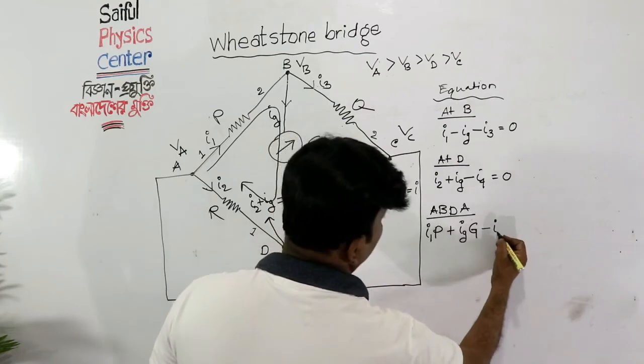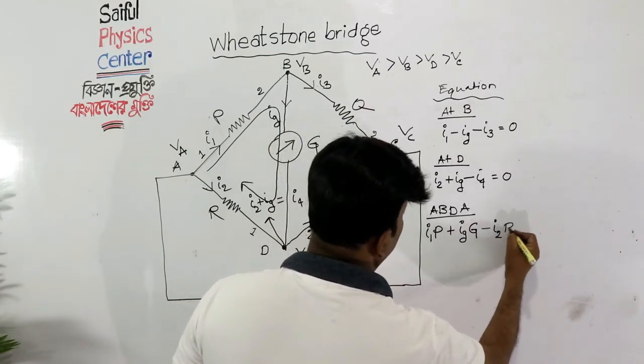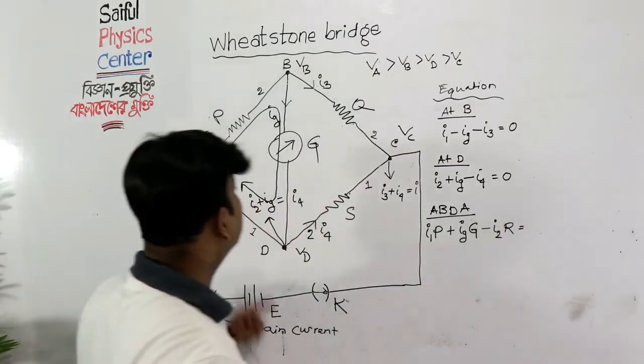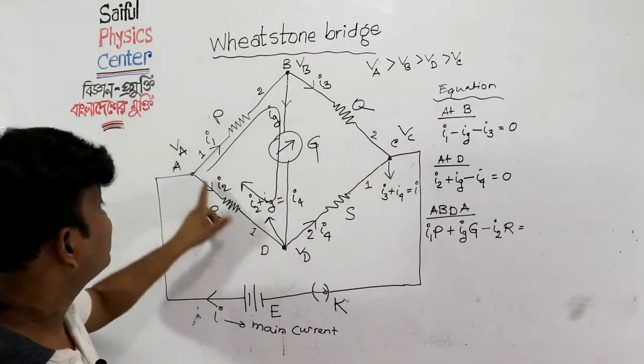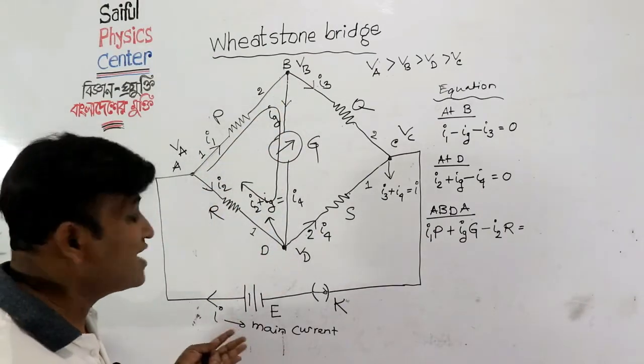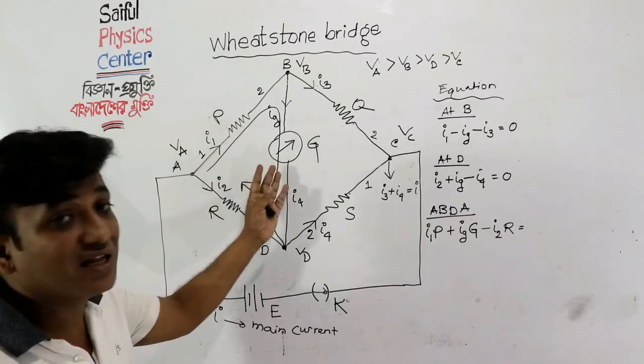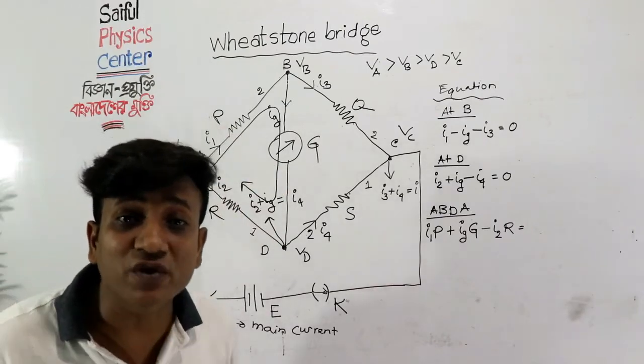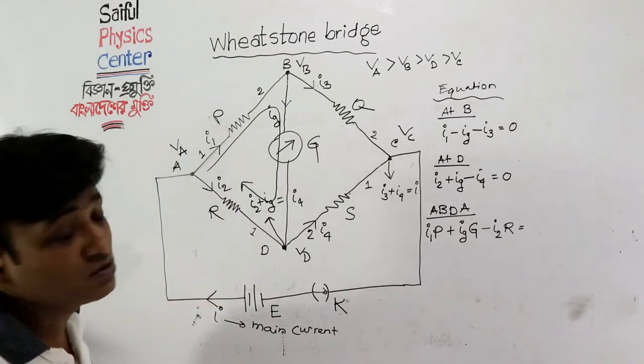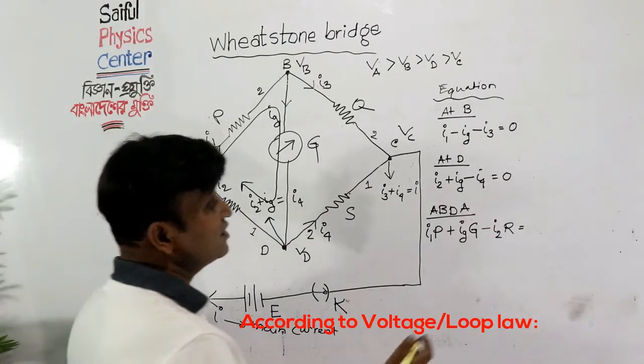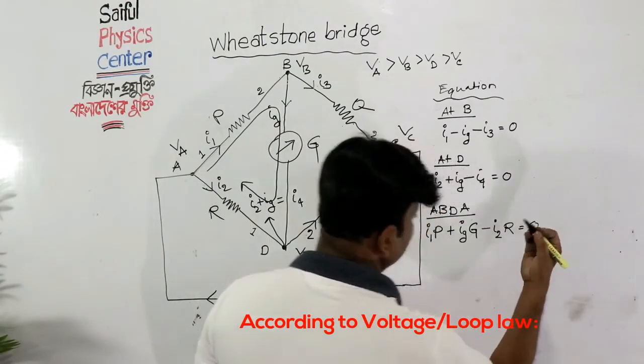So it will be minus I2R equals to, in this closed circuit there is no battery, there is no cell, or there is no electromotive force. That's why here the value of E is 0.